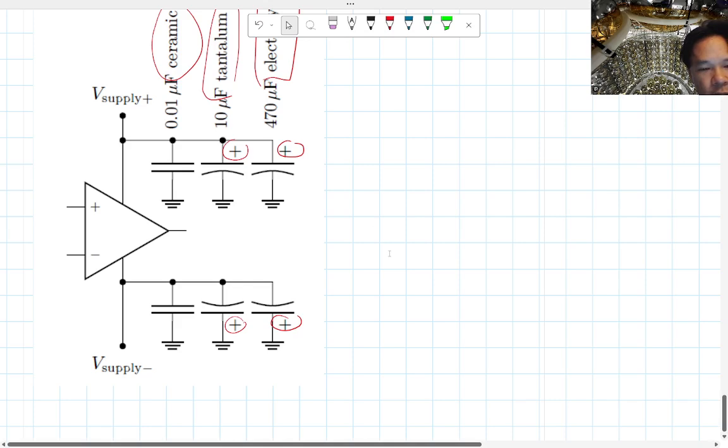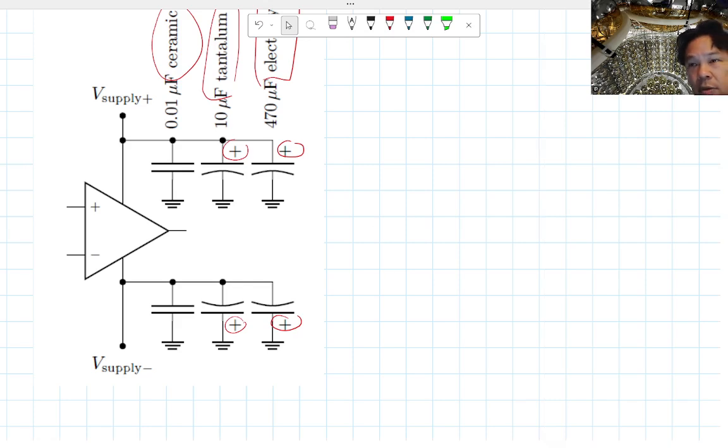So that's section 7.4, and next lecture we're going to do a little bit of finite gain analysis in 7.7. See you there.